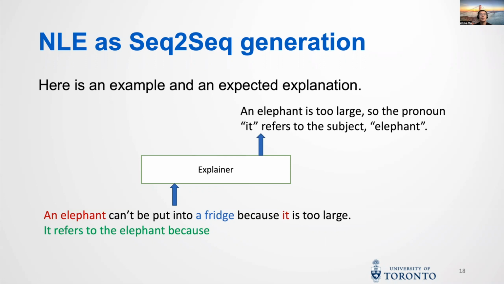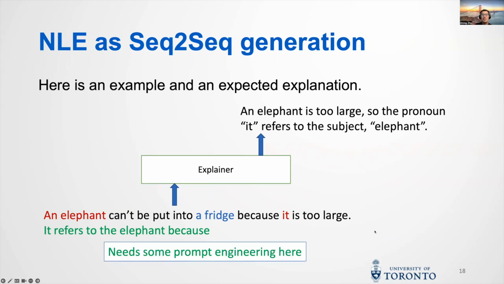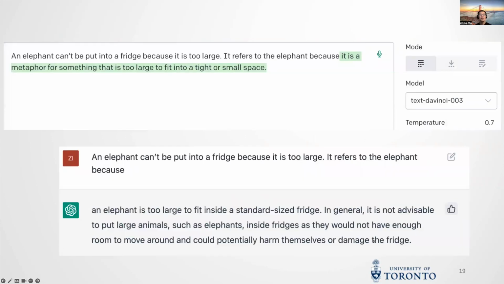Sometimes if the model or the explainer is powerful enough, it is able to output a string that to some extent explains the problem in your input. And we need some prompt engineering here. This is what some popular models can do. DaVinci 3, right? It is a metaphor for something that is too large to fit into a tight or small space.